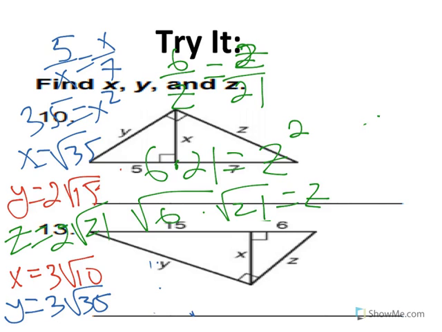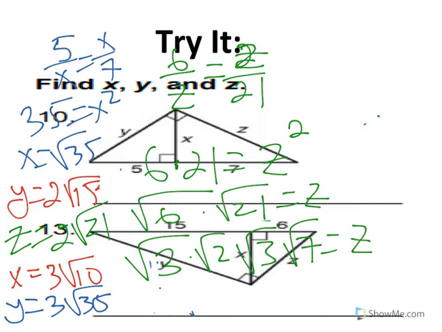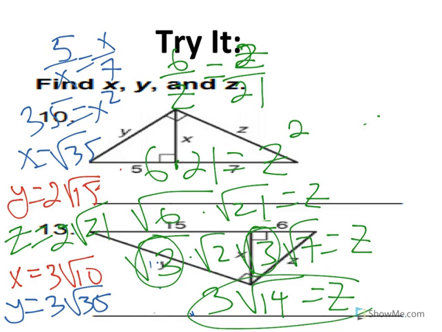Square root of 6 is the same as square root of 3 times square root of 2. Square root of 21 is square root of 3 times square root of 7. And square root of 3 times square root of 3 reduces to 3. 2 and 7 are prime, so this is square root of 14. Okay, so that's the answer for z.